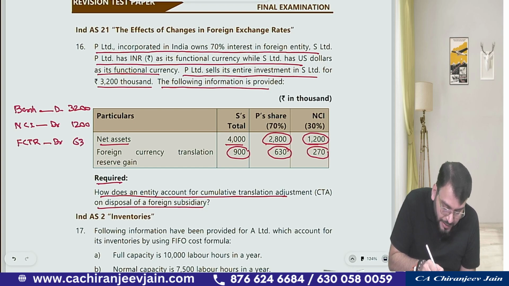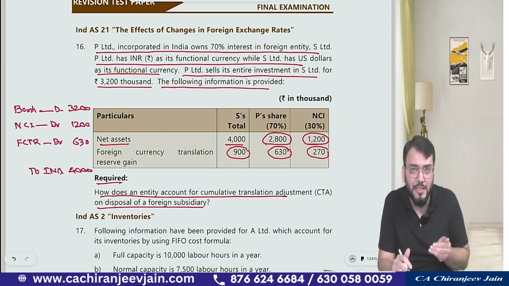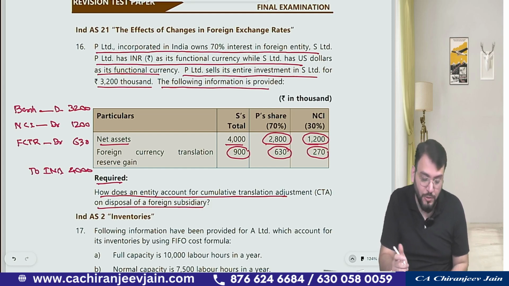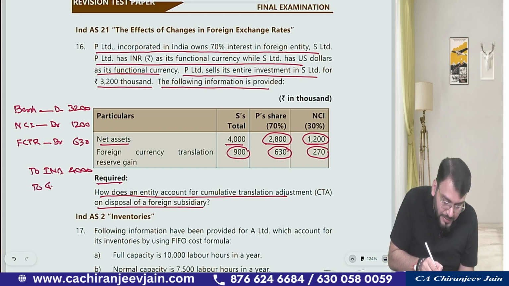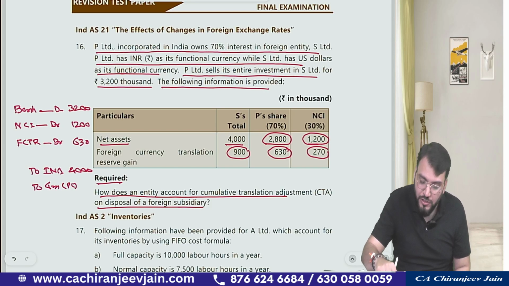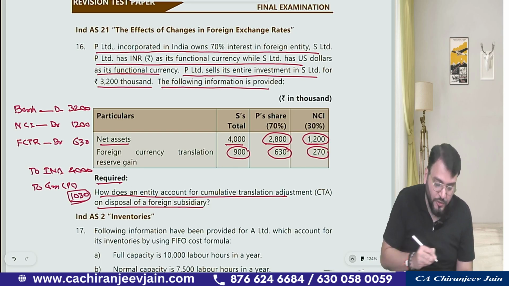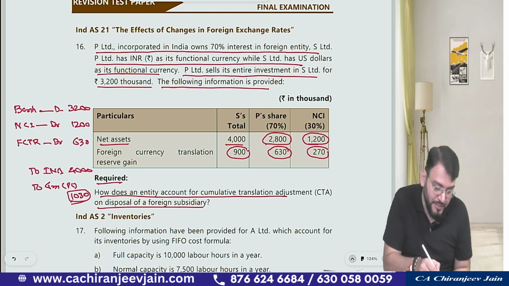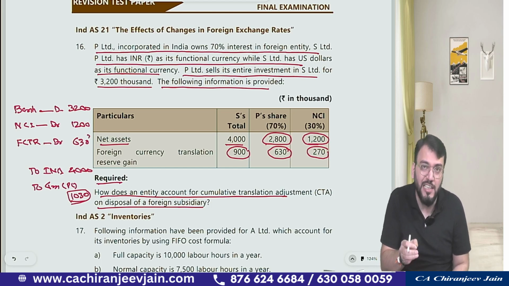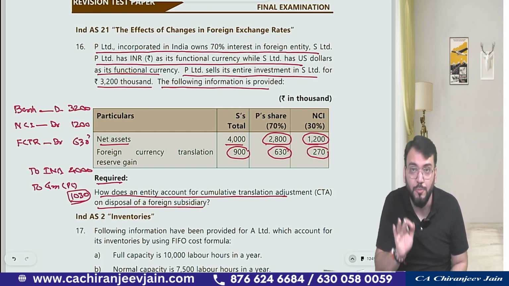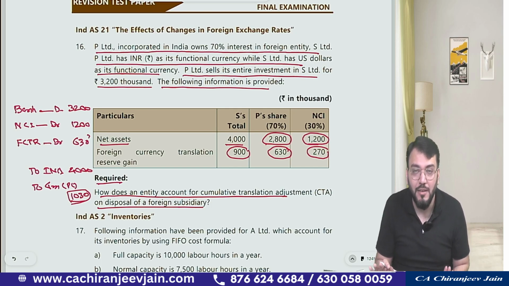So this will be 630. To INA, how much? Identifiable net asset is given as 4,000. They have not given goodwill; we will assume the goodwill is included in this 4,000. And the gain will be transferred to PL. Gain: 3,200 plus 1,200 plus 630 minus 4,000. So the gain is 1,030 and this gain will be transferred to the profit and loss account. There are two components of the gain. One is this FCTR. Out of this 1,030, 630 is the FCTR component that will also be transferred to the profit and loss account. Simple.